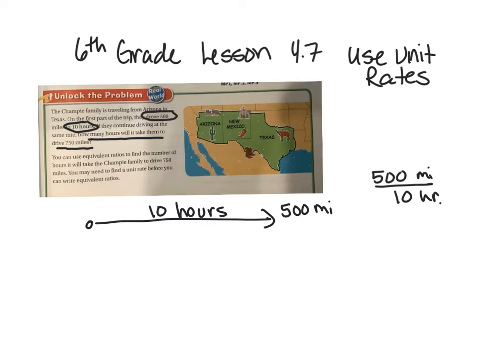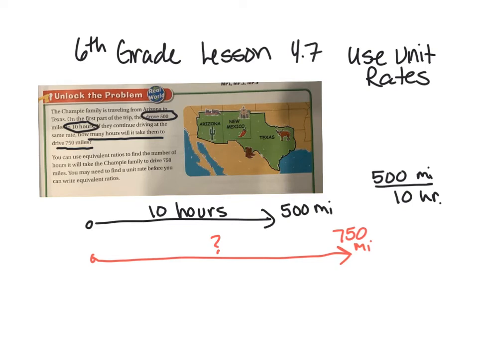The question is, how many hours will it take them to drive 750 miles? So if we're going further, how long will it take them to do that at the same rate of speed that they're going? Well, we know 500 miles in 10 hours. It really would be helpful to know how many miles per 1 hour they are going, and then we can use that information to help us find out this. So let's find the rate of speed in a 1 hour increment, the unit rate.